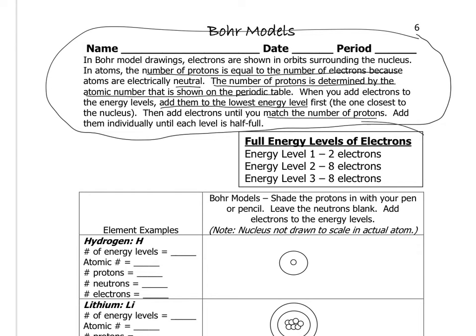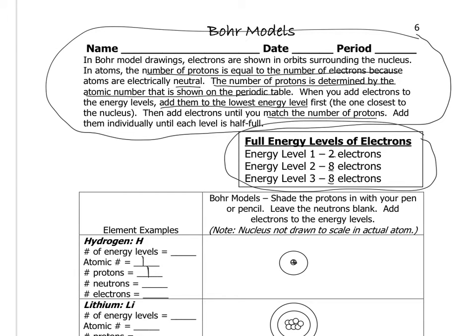A little review. Probably have heard this before as well. For the first energy level of electrons, the first ring, we're going to add 2, the second 8, and the third 8 as well. Our first element is hydrogen, and this is hydrogen's 1 proton in the middle there. It's got an atomic number of 1.